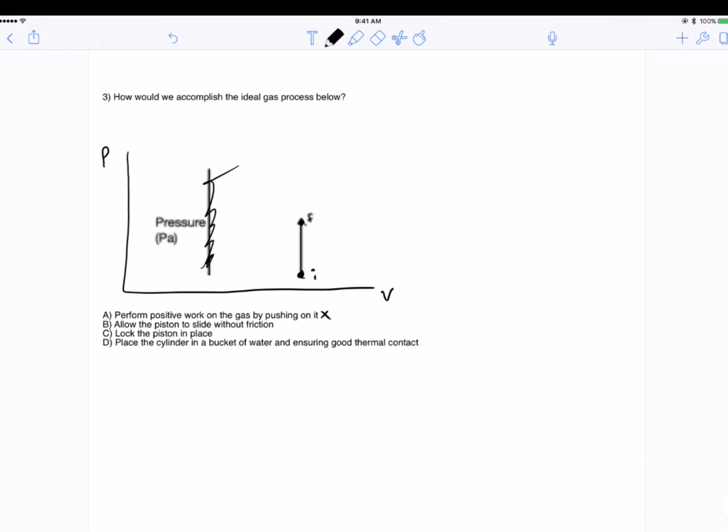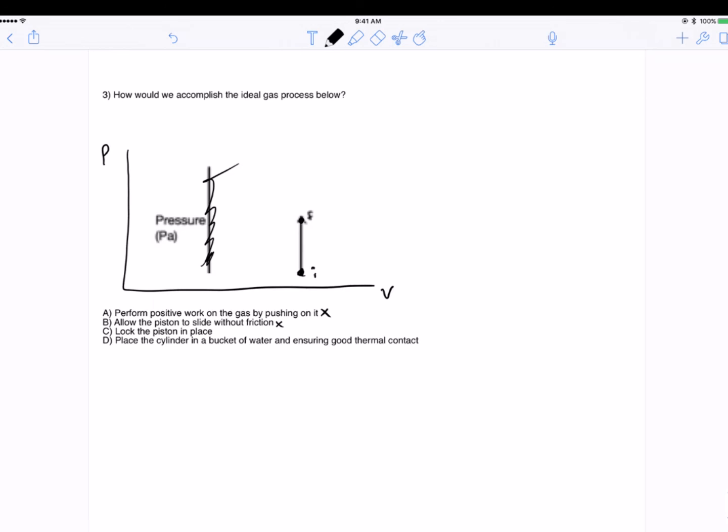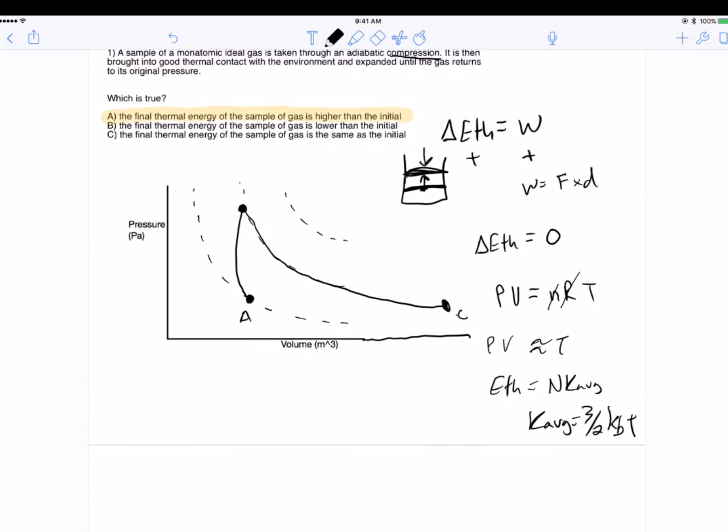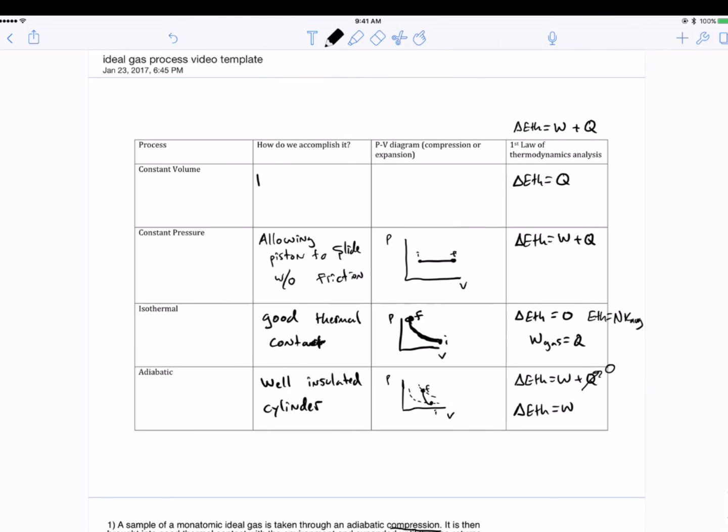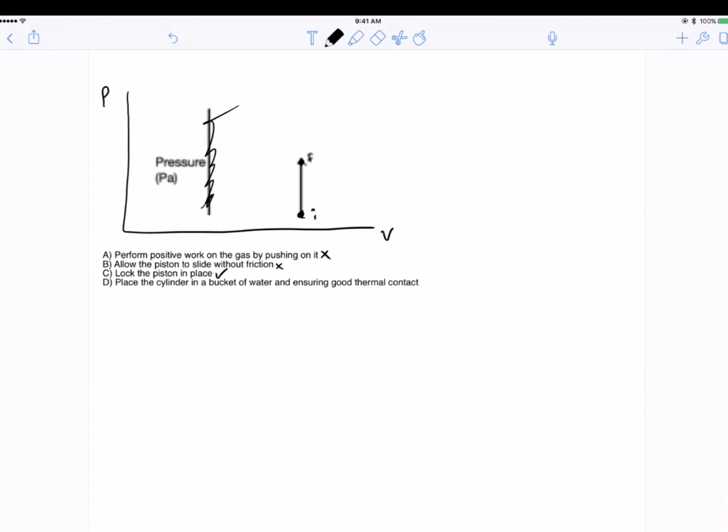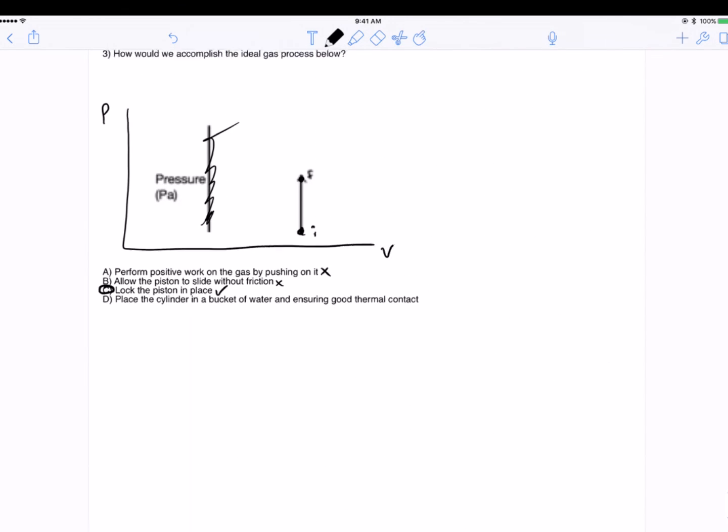Do we allow the piston to slide without friction? Well, what might happen if the piston slides? The volume will change, so that can't be it. Do we lock the piston in place? Okay, that sounds like a good contender. So let's add that to our matrix. To accomplish a constant volume, we lock the piston in place. And let's just finish our matrix here. And why is D wrong? Well, that describes an isothermal process, so not the constant volume process featured above.